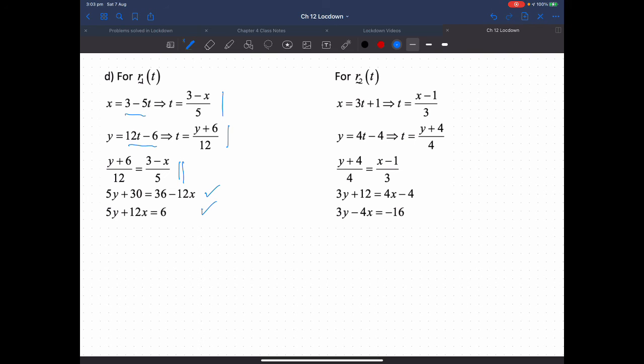Similarly, for R2t, I know the x component is 3t plus 1. I can rearrange that to get an expression for t. I know the y component is 4t minus 4. I can rearrange that to get an expression for t. So those two expressions must equal each other. So y plus 4 all divided by 4 must equal x minus 1 all divided by 3. Now tidy it up. And a little bit of algebra gives me 3y minus 4x equals negative 16.